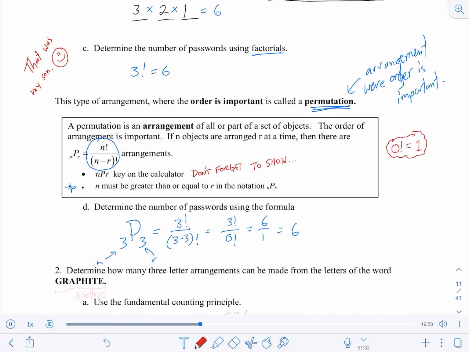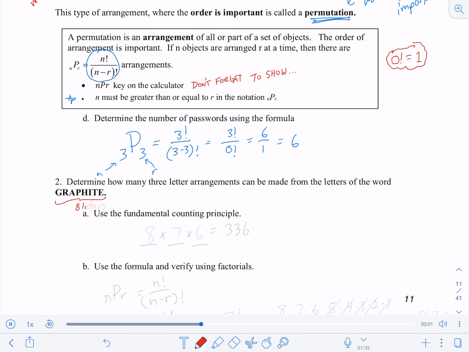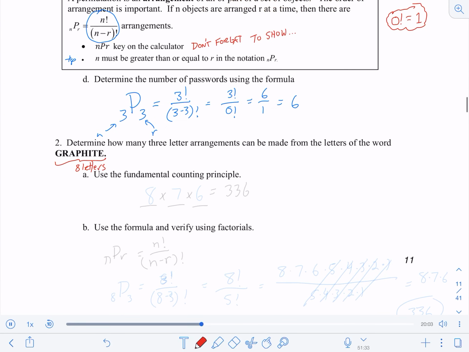Okay, we're going to try this out one more time here with the word graphite, which has 8 letters. And we're going to try to make 3-letter arrangements with them. So remember, this can be broken into 3 stages, 1, 2, 3. The first choice we have is going to have 8, and then 7, and then 6. Okay, and so if I multiply that together, we get 336.